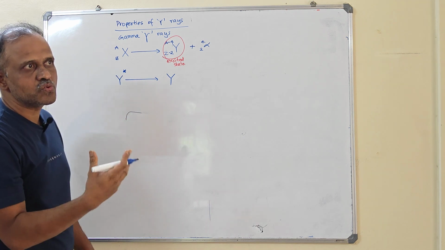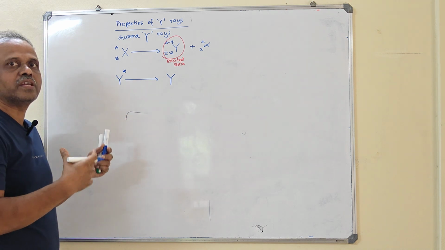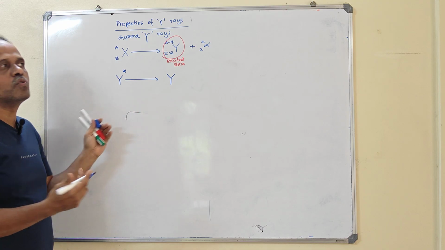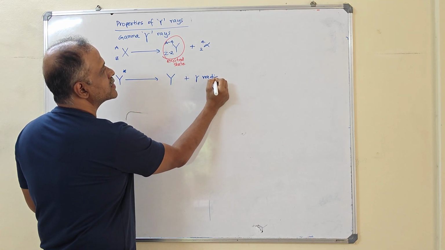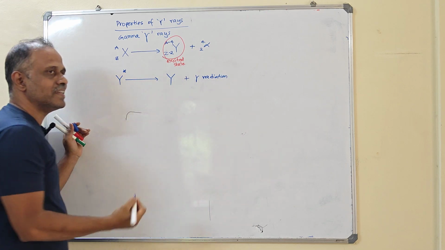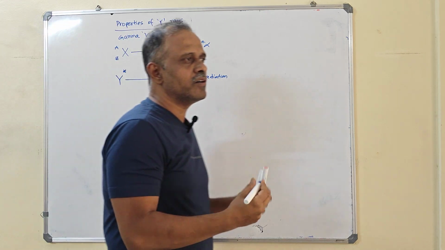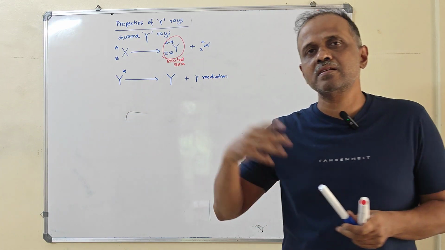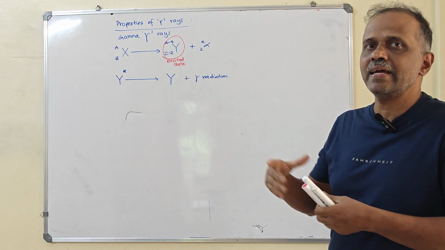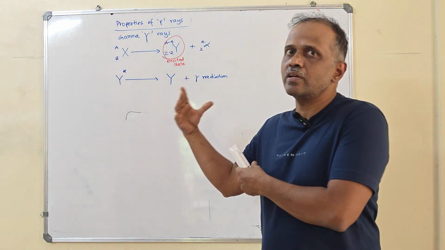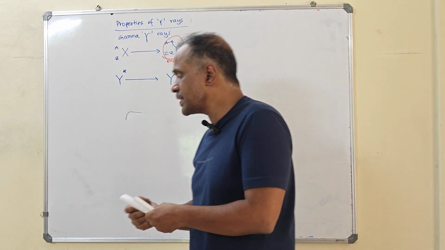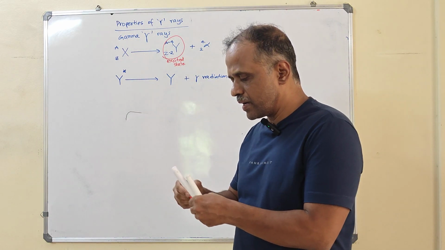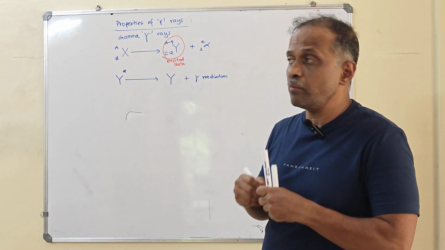Neither the nucleus nor us, we can remain in the excited state forever. So when they come to the ground state, they will emit gamma radiation. We will be discussing this in the next class also, but for you to remember, gamma radiation is emitted when an excited nucleus comes to the ground state to become stable. And gamma rays do not have any mass.